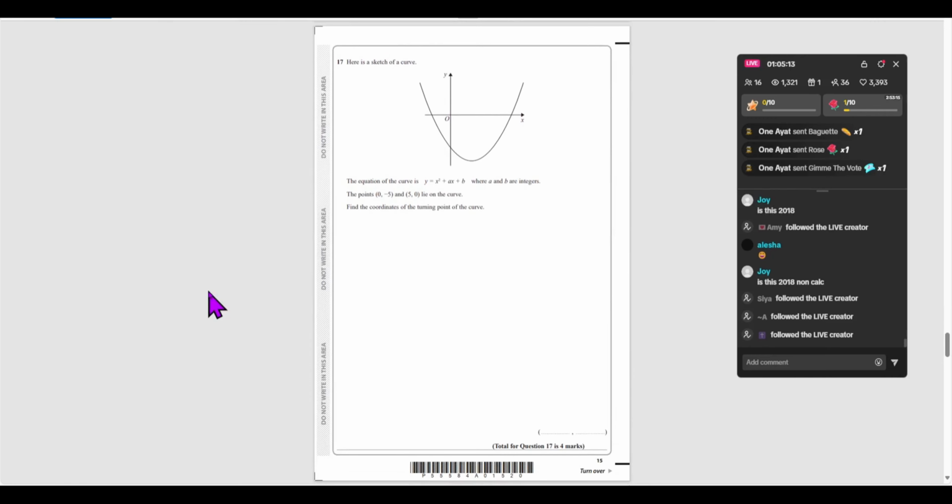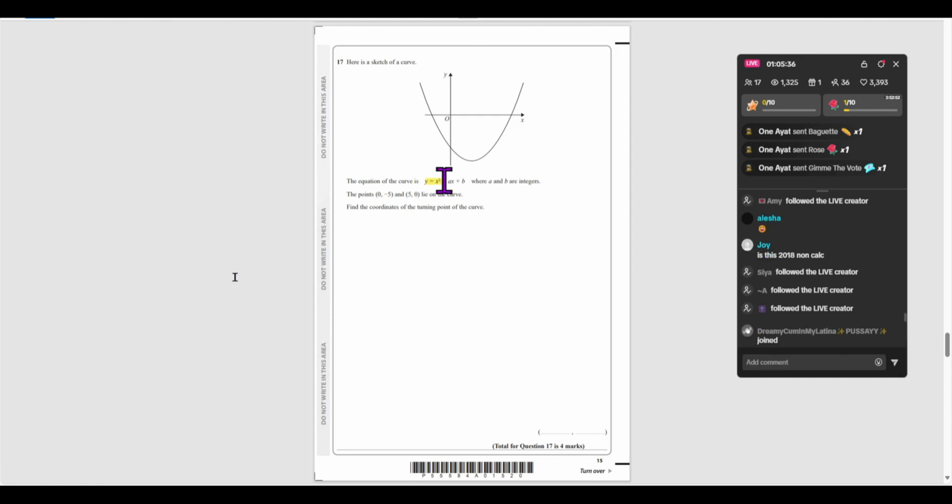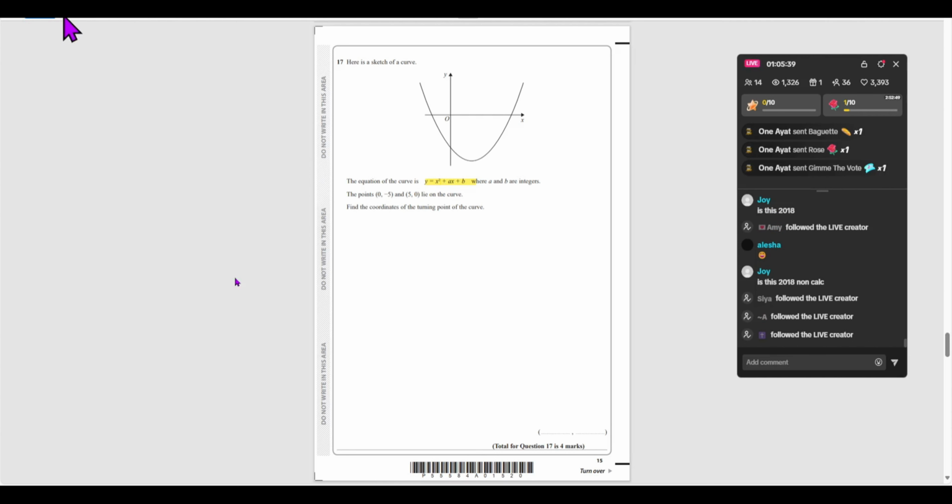So here is a sketch of a curve. The equation of the curve is y is equal to x squared plus ax plus b, where a and b are integers. The points (0, -5) and (5, 0) lie on the curve. Find the coordinates of the turning point of the curve. So we have been given the equation of the curve, as you can see. Now what we need to do is substitute the values of y and x into that. So I'll be substituting the point (0, -5) into this equation right here.